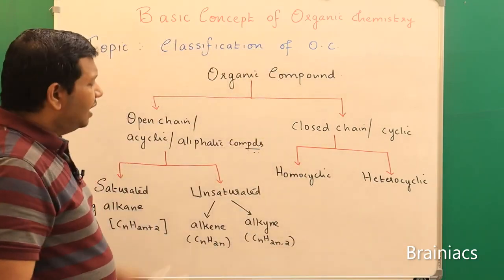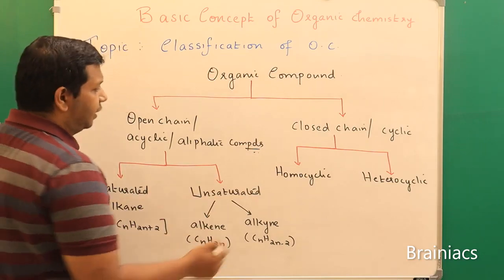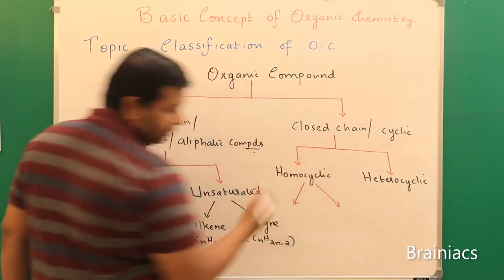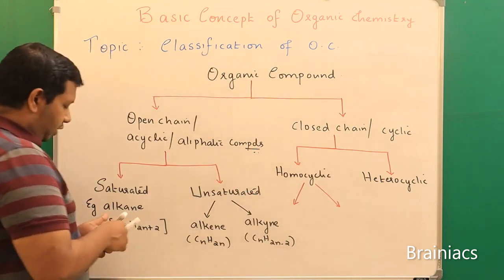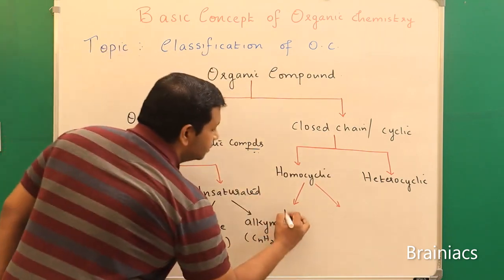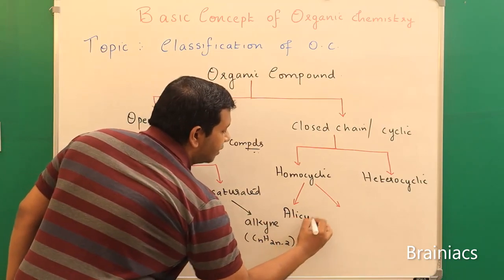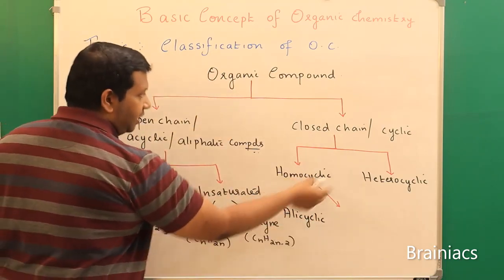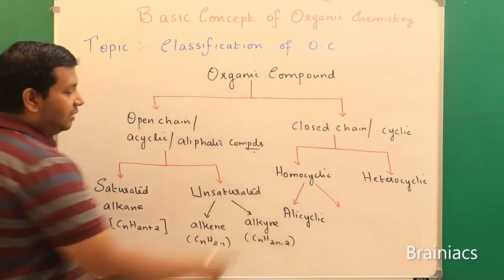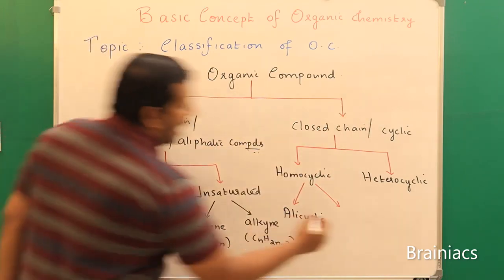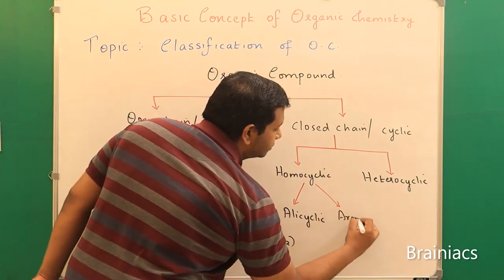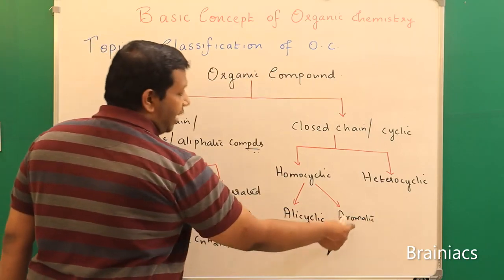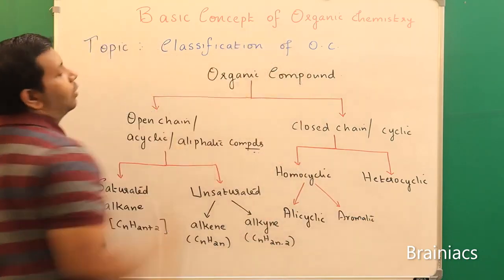Now this homocyclic itself is classified into two. One is called alicyclic. So how will you say this compound then? Alicyclic, homocyclic, closed chain organic compound. Then the other one is called aromatic. So how will you name this compound then? Aromatic, homocyclic, closed chain organic compound.